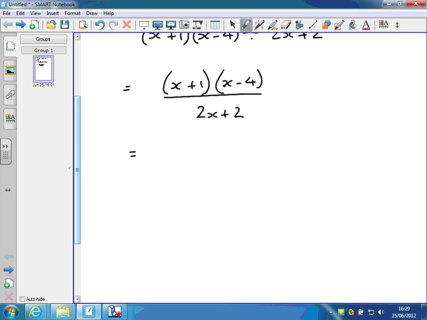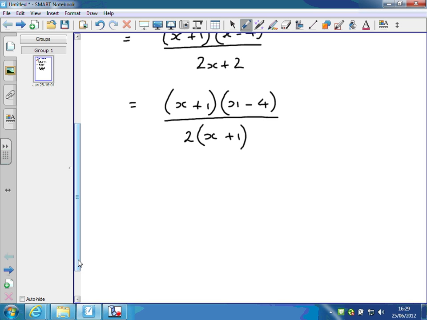So if we look at this, x plus 1 on the top, leave that as it is, times x minus 4. And that's divided by, now 2 goes into both of those terms. So if I take a 2 outside the bracket, what have I got to times 2 by to get 2x? x. What have I got to times 2 by to get 2? 1. Now you can see, hopefully, how to cancel top and bottom to simplify this expression.